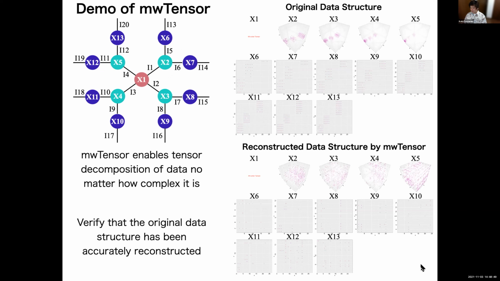And here is the result of applying MuTensor to this simulation data. And these data sets are reconstructed from the result of MuTensor. And as you can see, the pattern of the original data can be accurately extracted.